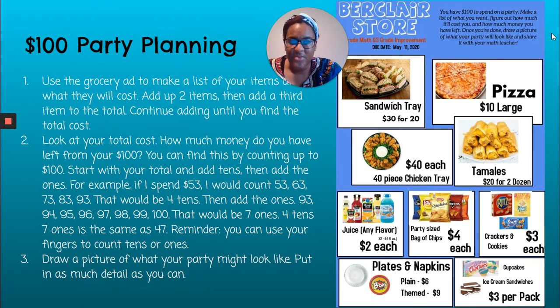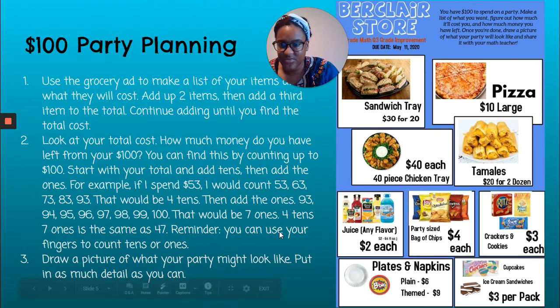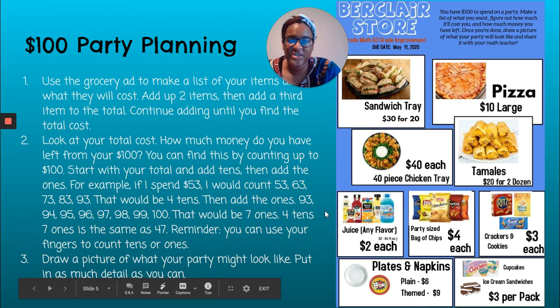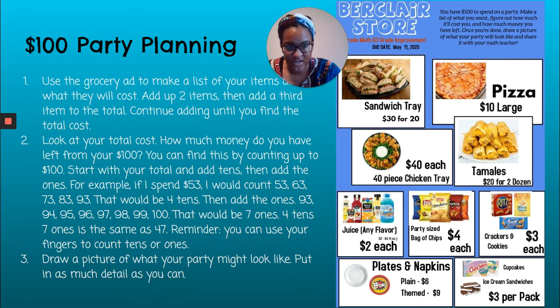Once you're done, draw a picture of your party, what it will look like, and share it with your math teacher. So our steps are more fleshed out on this side, so you can read these as well. We're going to use the grocery ad to make a list of items and what they will cost. Remember, you have $100, so if you go over, that means you have to take something out. That means you don't have enough money for that.